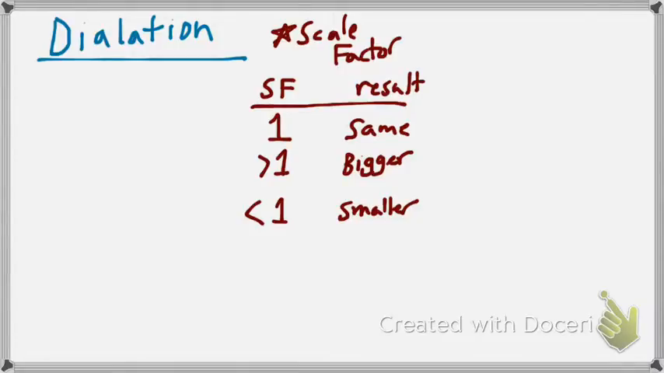You cannot have a scale factor that is 0 or less. Because if you multiply all the coordinates by 0, it's just nothing, right? You're going to get 0 for everything. So you can't have a scale factor of 0. You can't have a negative scale factor. Does that make sense?